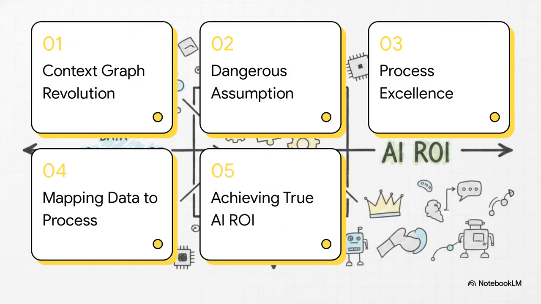So here is our roadmap for today. We'll start with the context graph revolution, look at the really dangerous hidden assumption vendors are making, dive into integrated process excellence, map our data to the process, and finally, figure out how to achieve that true AI ROI.